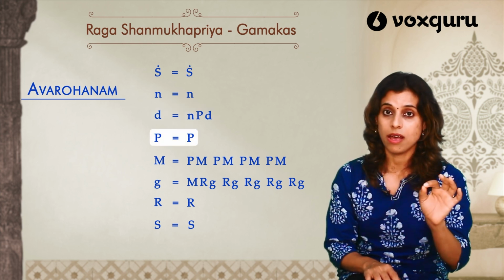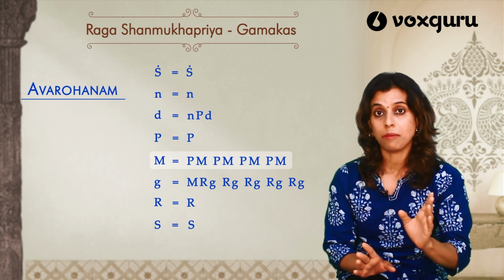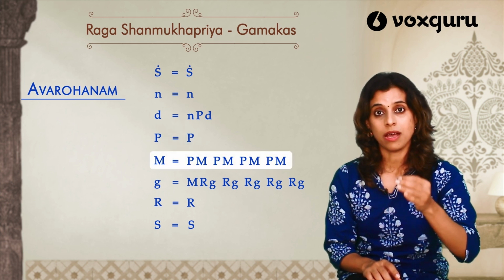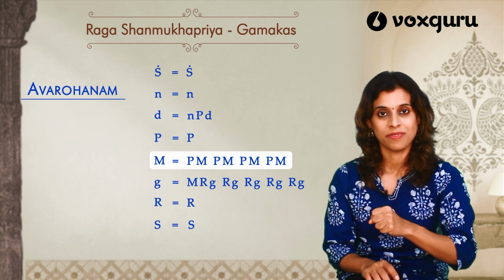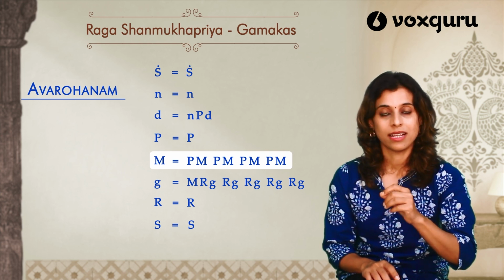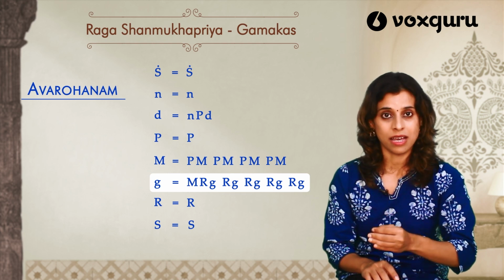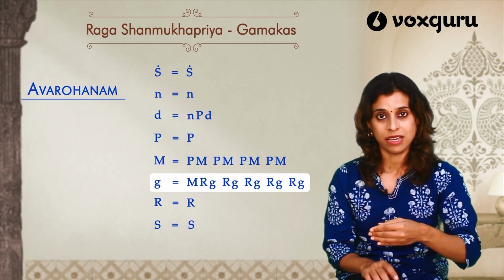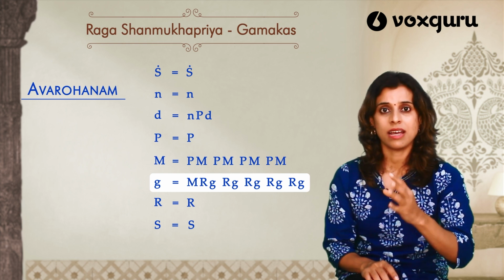Then pa, pa, plain. Then ma, ma. Pa ma, pa ma, pa ma, ma. Right? Then ga, ga. Ma ri ga ri ga ri ga ri ga, ga.